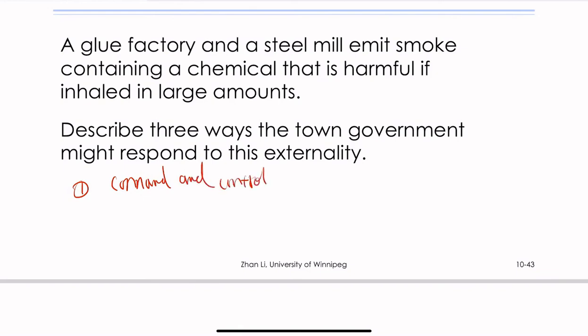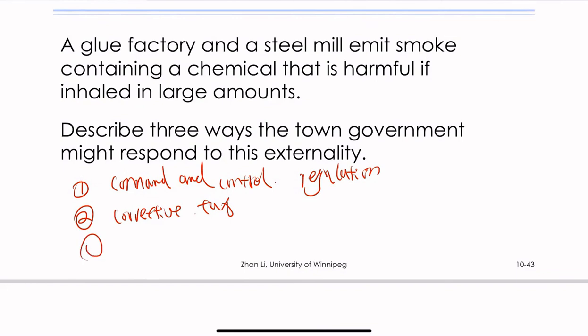That is, the government can use a regulation approach. For example, the government can say both of these factories cannot emit any smoke. Or the government tells these 2 factories the daily highest amount of smoke you can emit is 100 tons, right? Now the second one is this corrective tax. For example, the government can say, if you emit smoke into the air, per ton, I have to charge you $10,000.